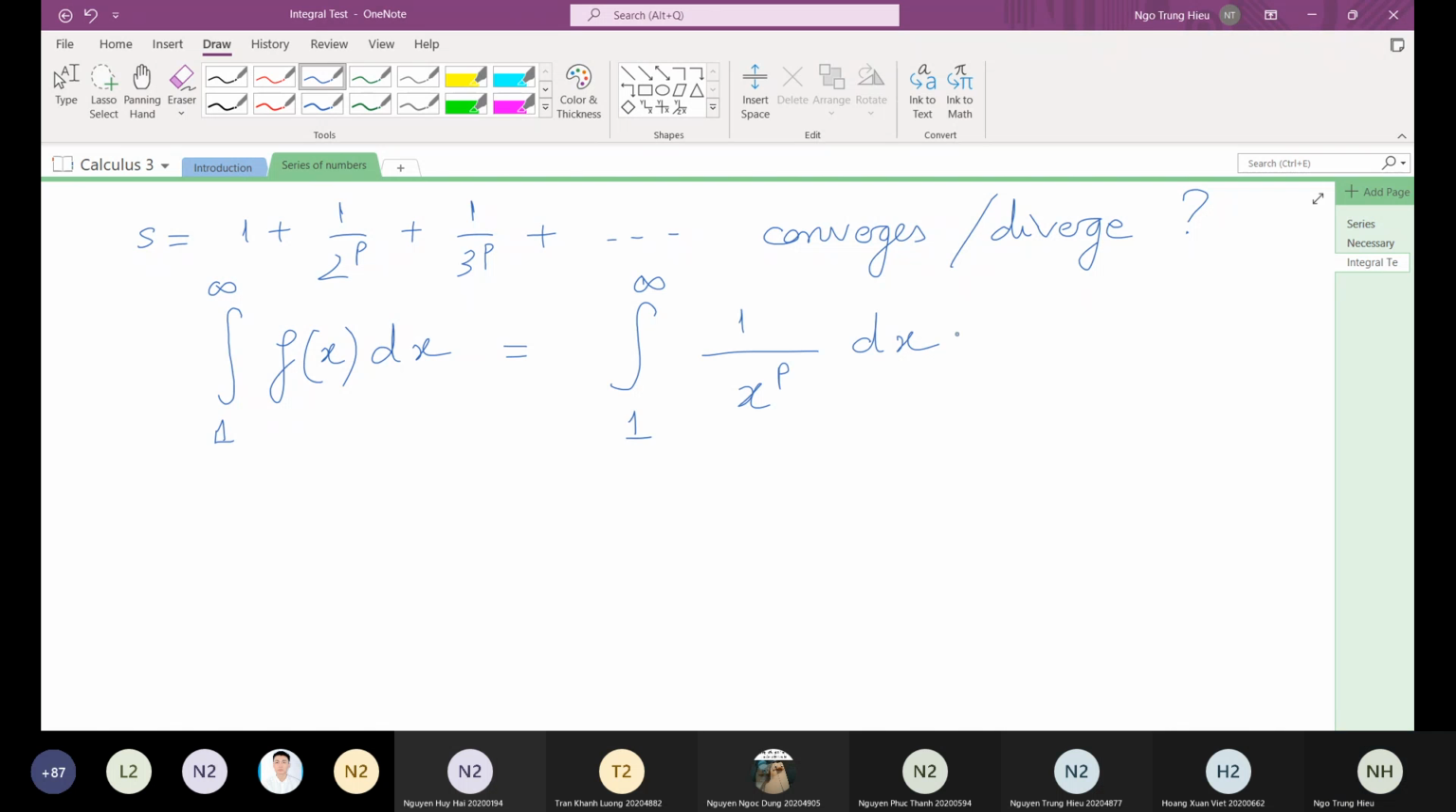Can anyone try to compute what this integral is? Does anyone remember? So 1 over x to the p, we can rewrite it as x to the negative p. Can anyone compute this integral? Can anyone check whether this integral converges or diverges? What is the antiderivative of x to the negative p?